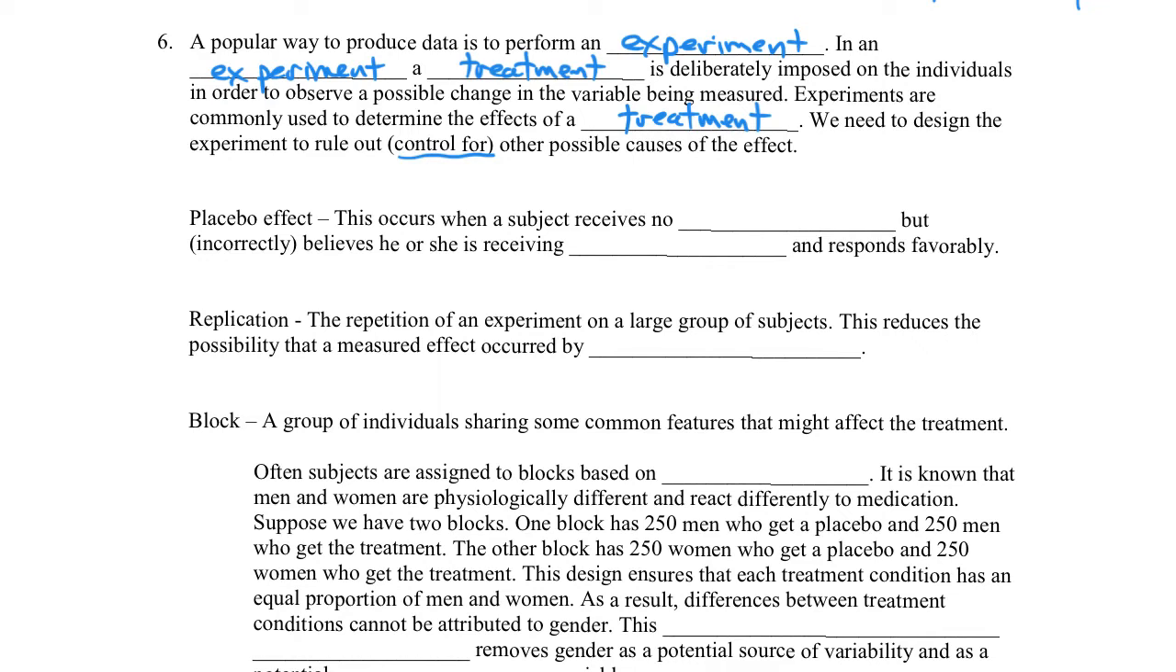So when we set up our experiment, we have to be aware of the placebo effect. This occurs when a subject receives no treatment, but incorrectly believes that he or she is receiving treatment and responds favorably.